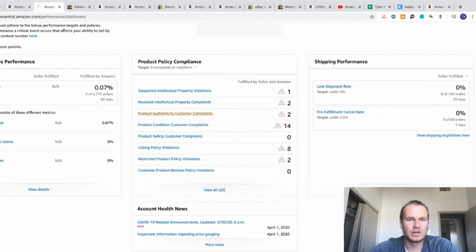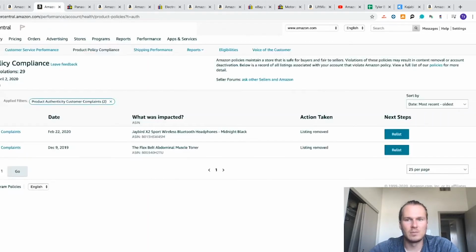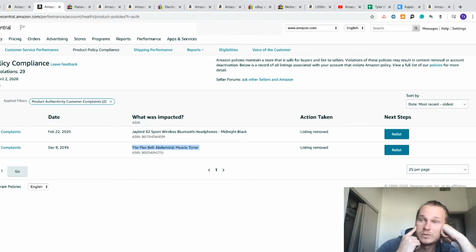Next, product authenticity complaints. The only one that is actually impossible to get rid of is this one here. The baseline story: we sold this product right here, this ab belt, this flexible toner, all original. We probably sold 150 of them. One guy said it didn't work, so it was fake.